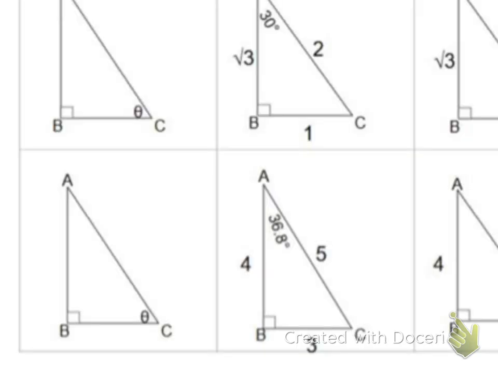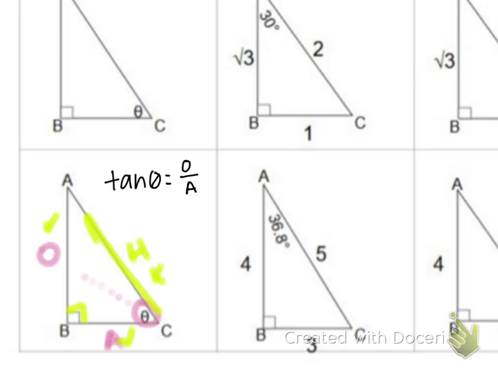All right, last one, this one right here. So for this one, we already talked about what tangent was. Now let's look at how you would set it up for a question. So for this one, tangent of, and then in the parentheses is your angle. So my angle is 36.8 equals to, and then O goes at the top, A goes at the bottom.